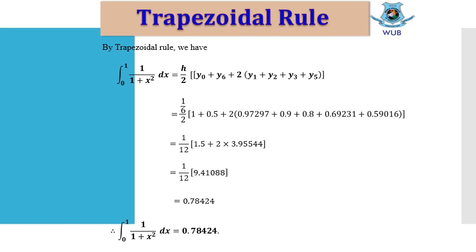Now, when you put all the values in the trapezoidal rule, we will get our final result, and the result is 0.78424, which is considered up to the fifth decimal point. I hope all of you understand, and this rule is very simple, and there are no difficulties, I think.